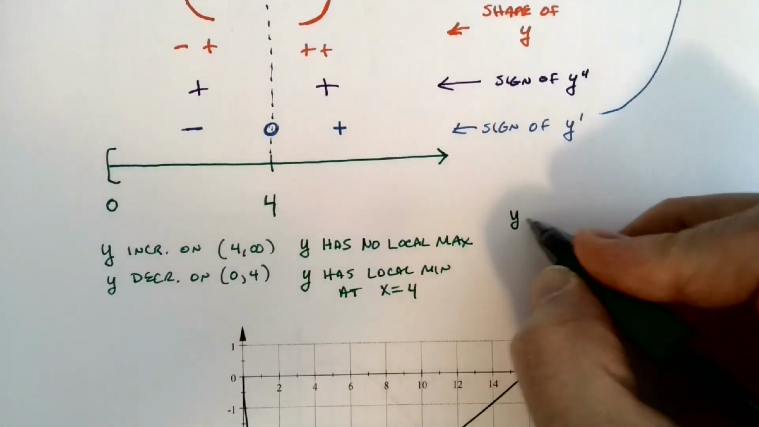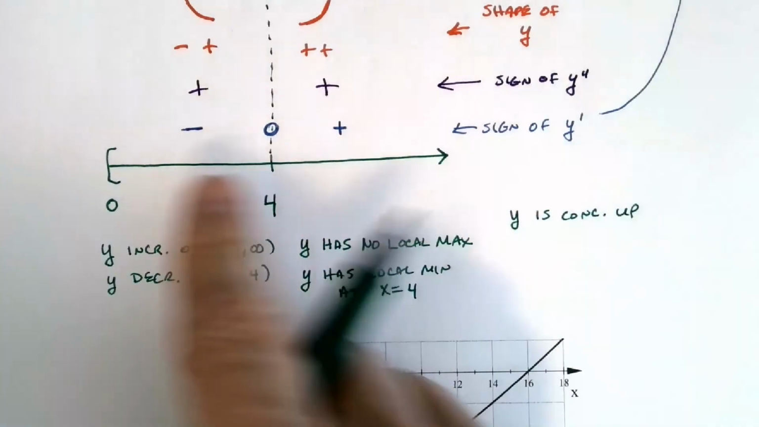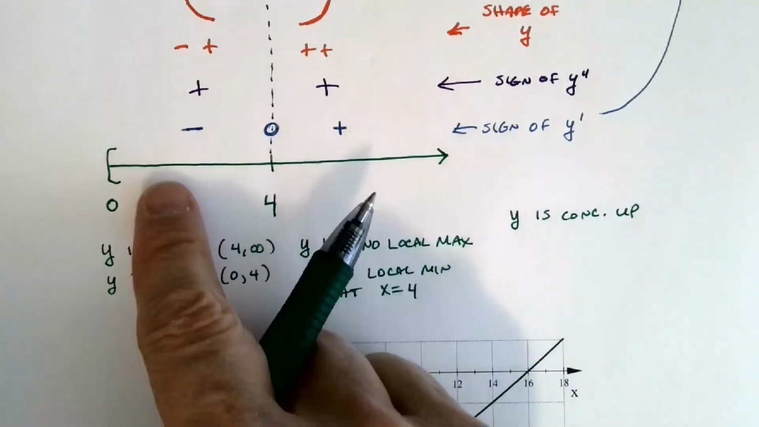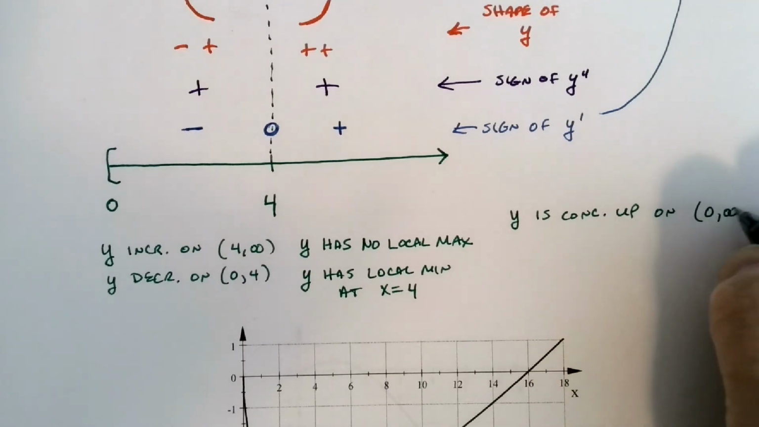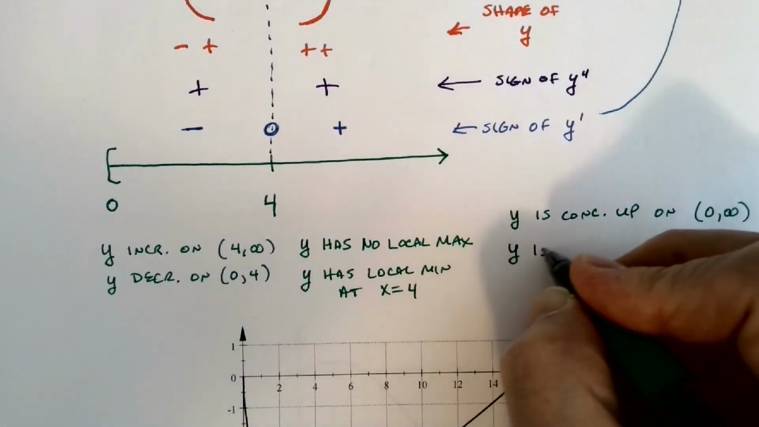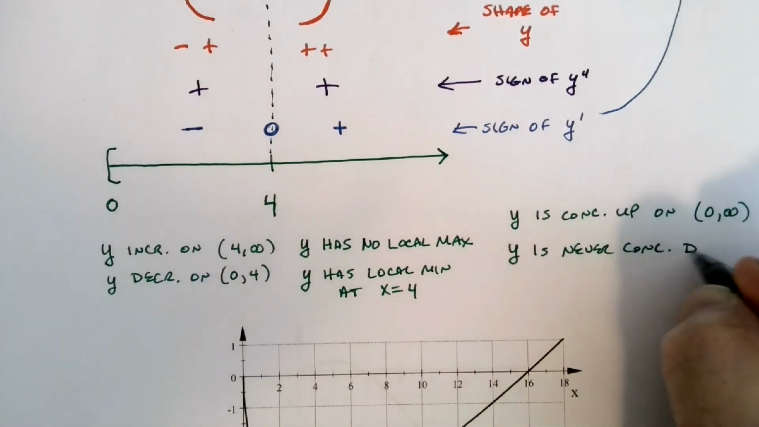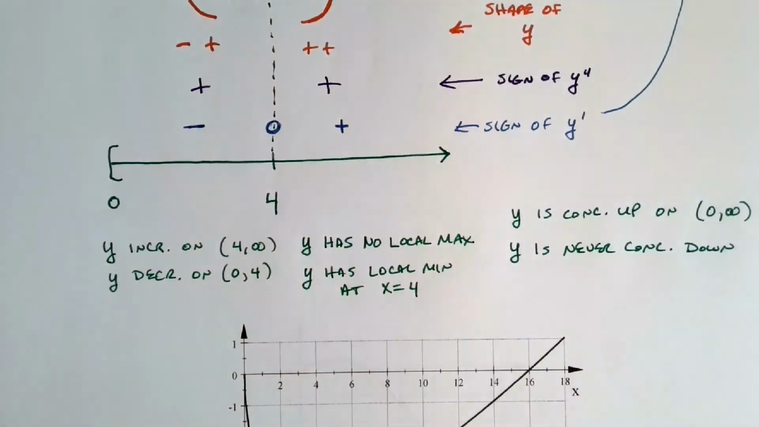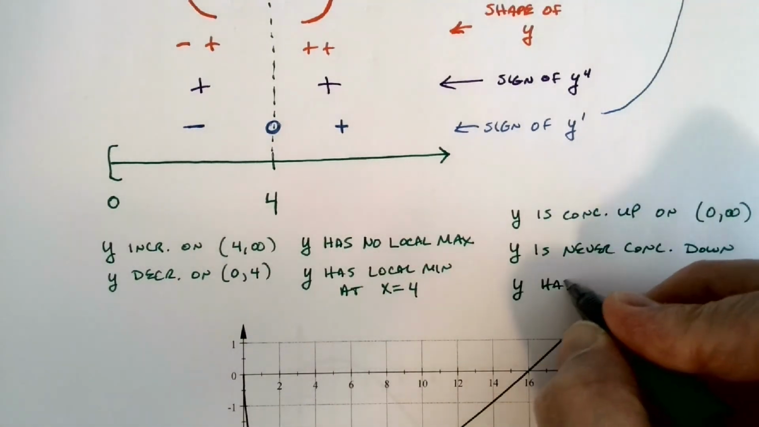What about concavity? Y is concave up where the second derivative is positive. Well, that's on the entire domain, which is everything greater than 0. And y, therefore, is never concave down. Since we never change concavity, y has no inflection points.